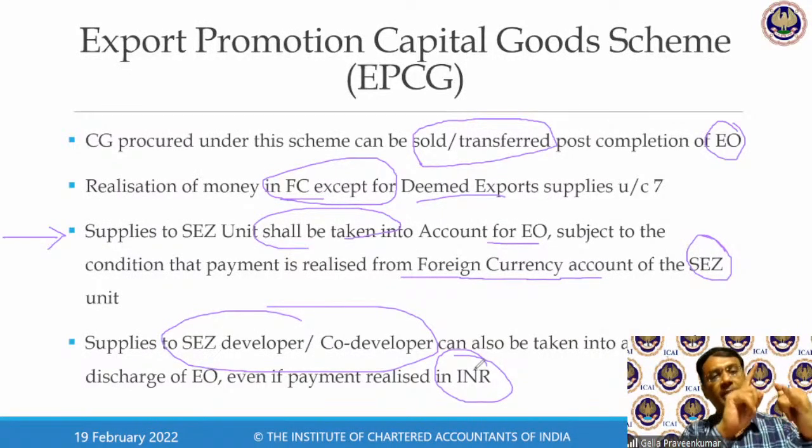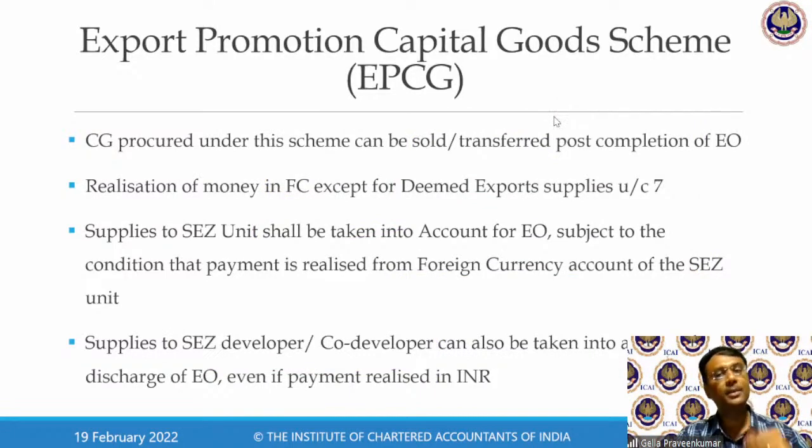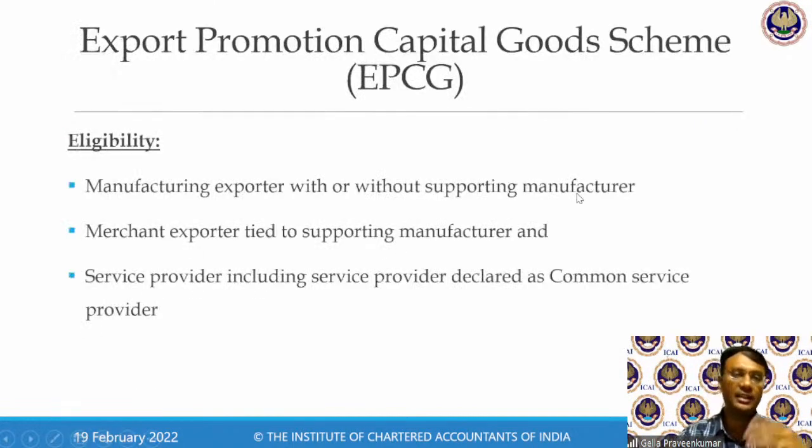So assuming for a moment Nisha has applied for an EPCG license, she can manufacture these goods. She can sell to Namita, who holds advance authorization. She can sell to, say, Naveen, who is a SEZ unit. She can sell to Priya, who happens to be a SEZ developer. In all these cases, in addition, Nisha can make direct exports. All this will be considered for my export obligation. One condition: in case it is deemed exports, INR. In case it is a SEZ unit, foreign currency. In case it is your deemed exports, INR.